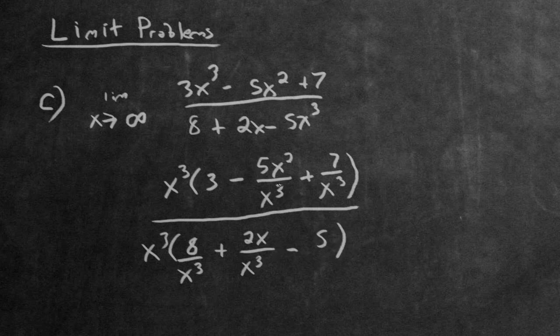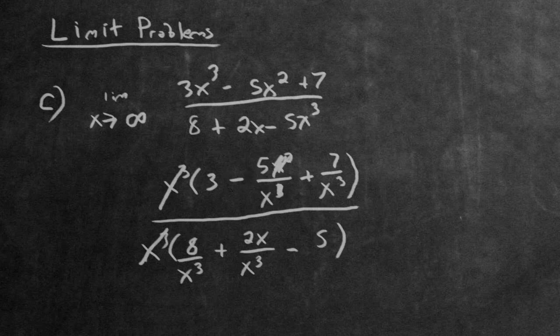Now that we've done that, we can see the x cubes now cancel out. And because we're going to an infinity number, it has no end, and it's going to be more positive, it will be positive. The rule we're going to be using is, say this thing right here, the x squared over the x cubed is going to cancel out just to have an x to the 1 at the bottom. So it's going to be 5 over x.